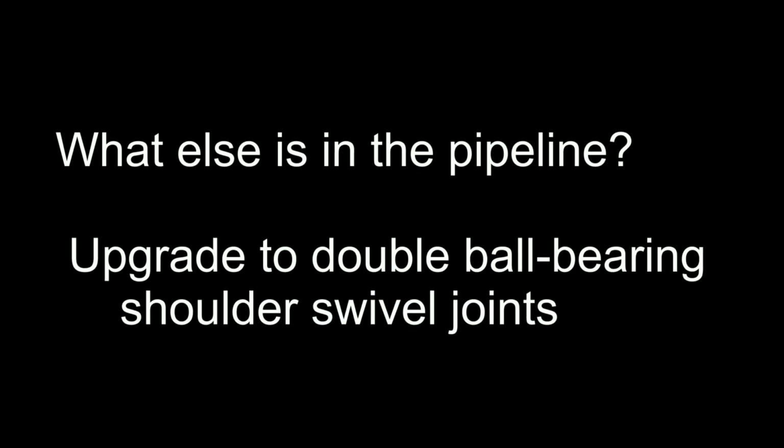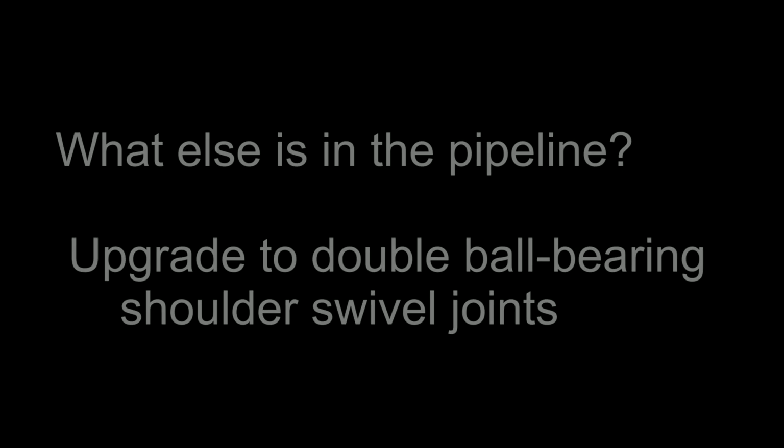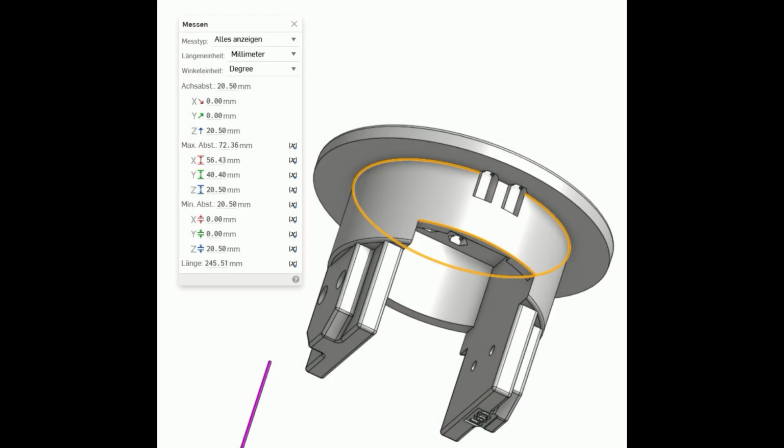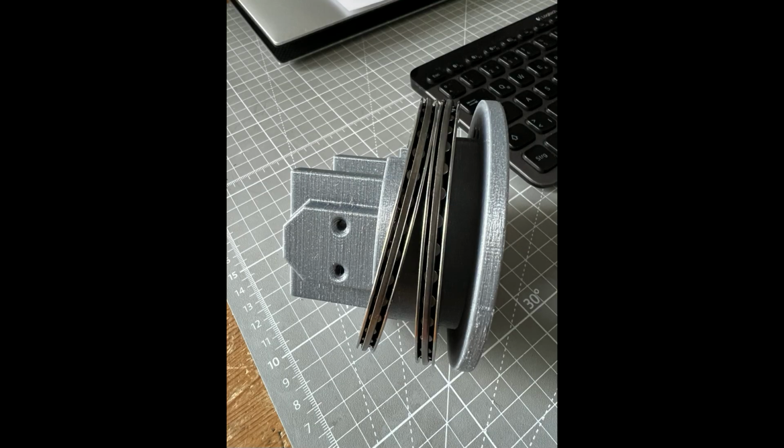What else is in the pipeline? Upgrade to double ball bearing shoulder swivel joints. With the current one-sided axial bearing, a friction surface develops after a few weeks due to the sagging of the shoulders on the underside. This causes the servos to become hotter than other servos.